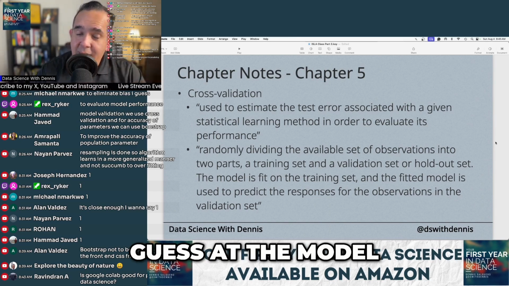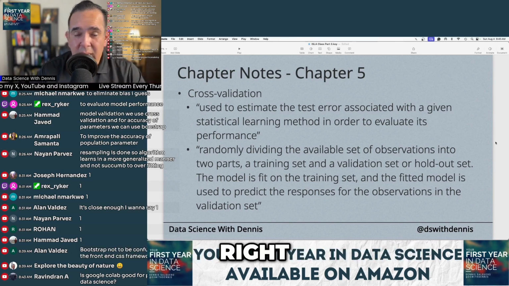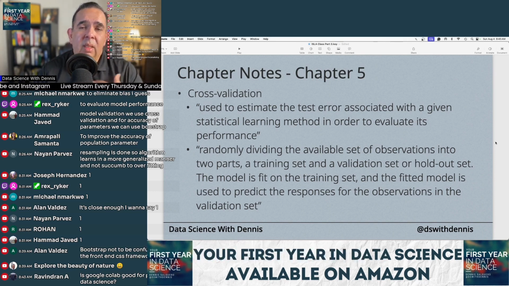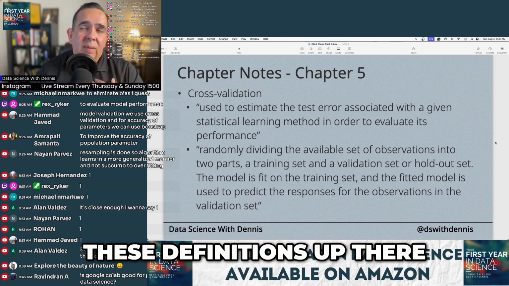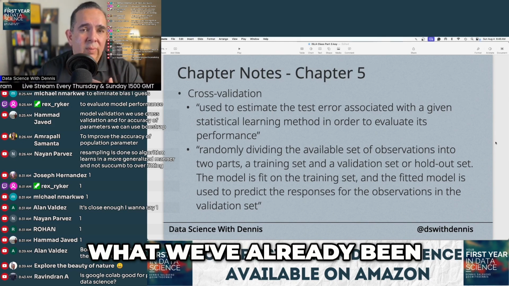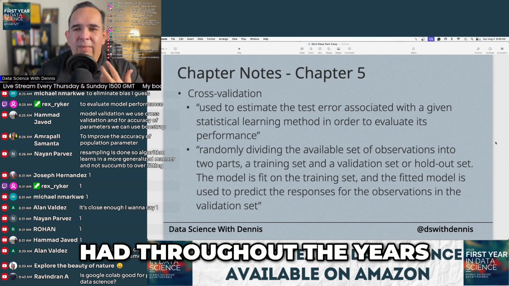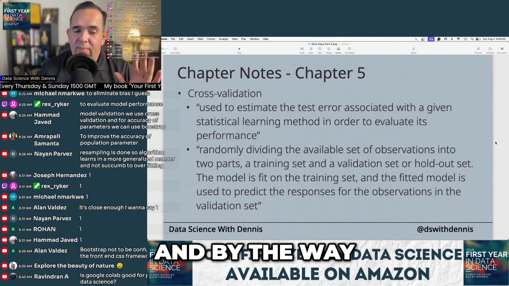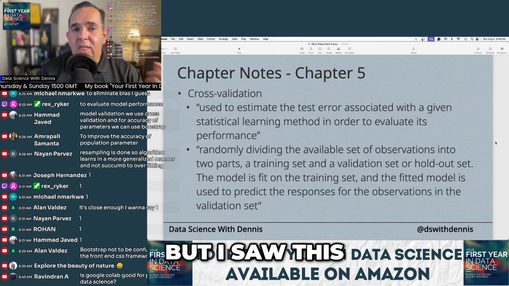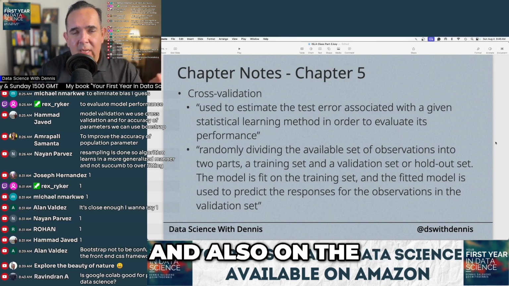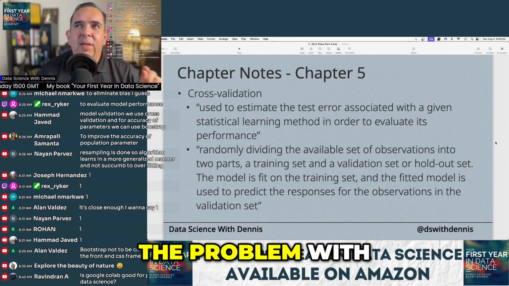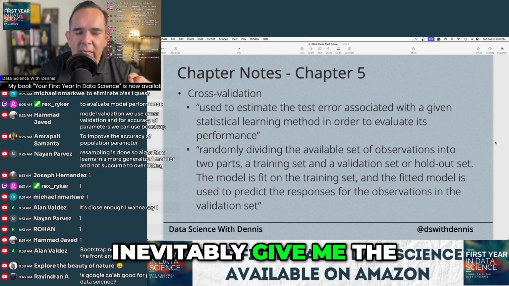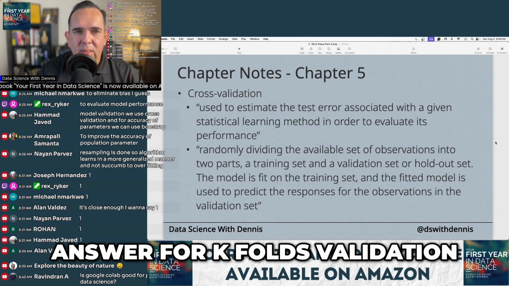Now, I think all of you can guess at the model answer because I basically just gave it to you in what we've been talking about so far. That's the model answer for me. The reason I'm putting these definitions up there is because I want you to see how similar they are to what we've already been talking about. The problem that I've had throughout the years is that when I ask about cross-validation, and by the way, I'm not going to pick on anybody, but I saw this problem in today's chat and also on the meta conversation, people inevitably give me the answer for k-folds validation.